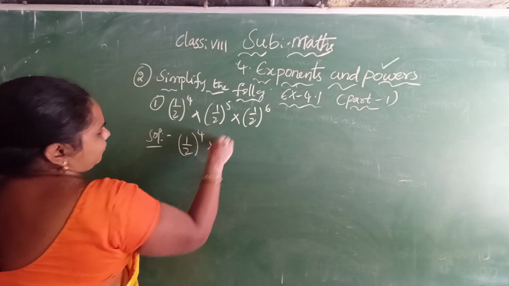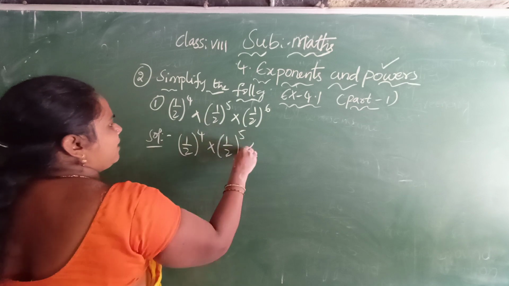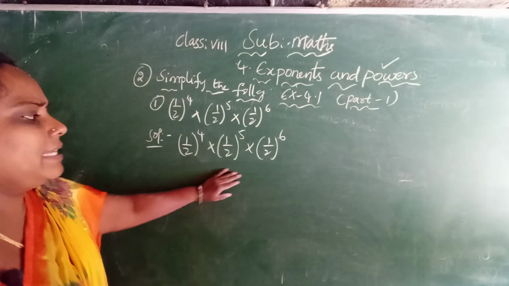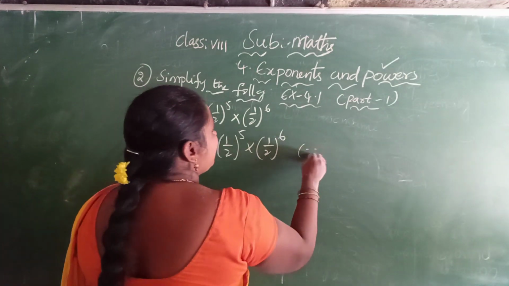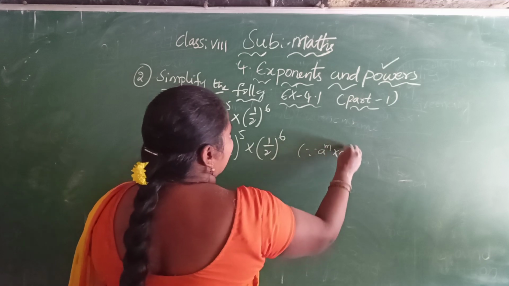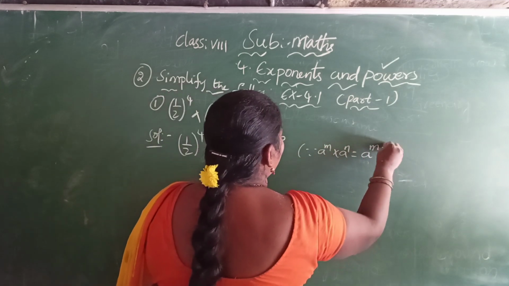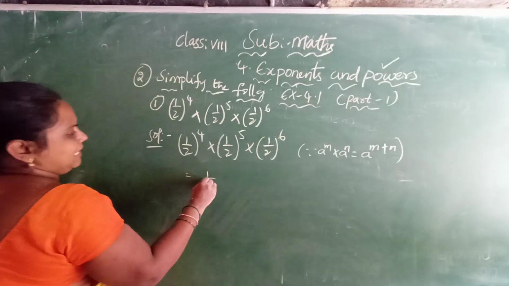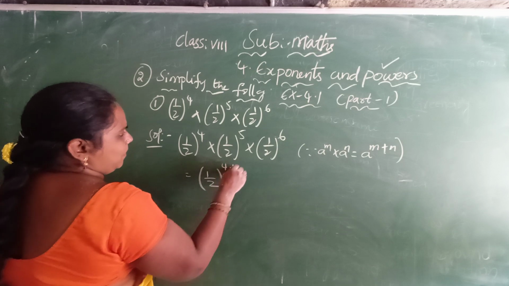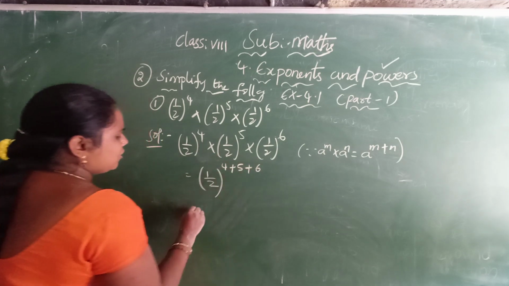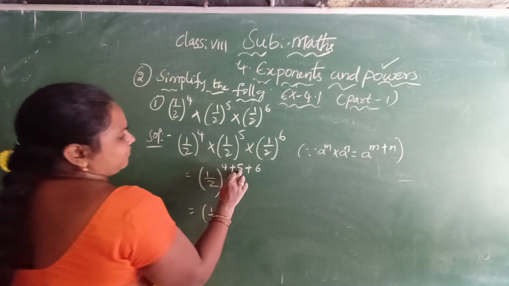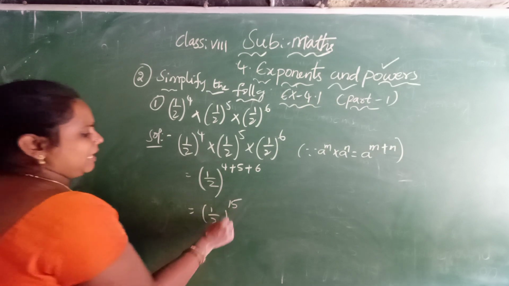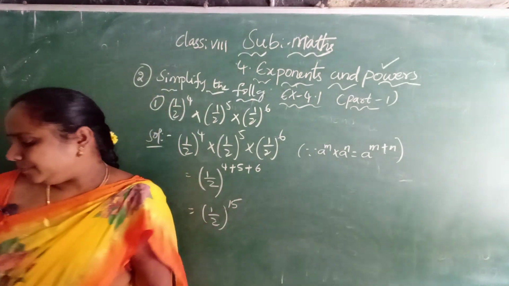(1/2) whole power 4, (1/2) whole power 5, (1/2) whole power 6. Here the bases are the same, so it is in the form of a power m into a power n. What is the formula? a power m plus n. That is (1/2) power 4 plus 5 plus 6. 4 plus 5 is 9, 9 plus 6 is 15. So (1/2) whole power 15 is the answer.